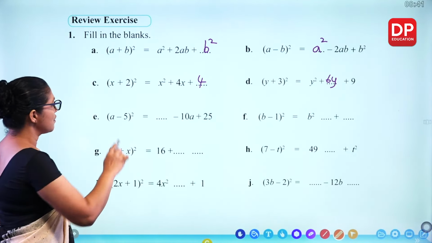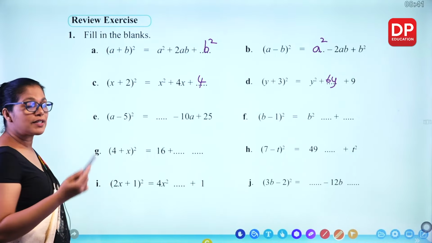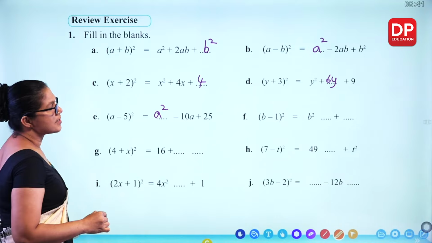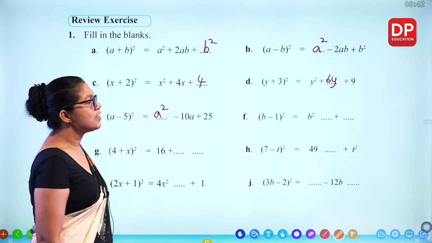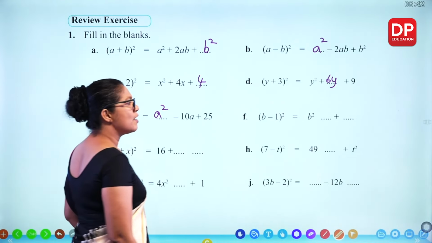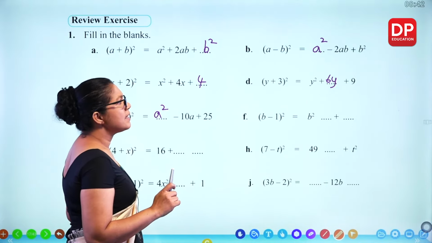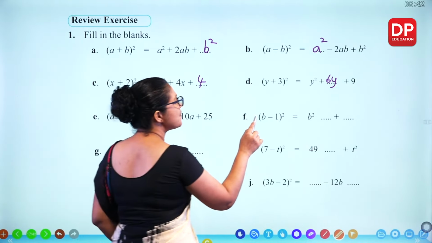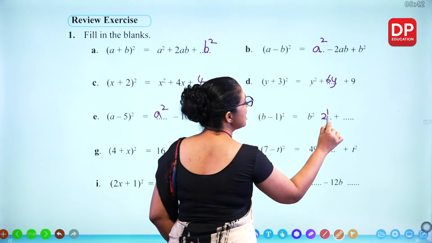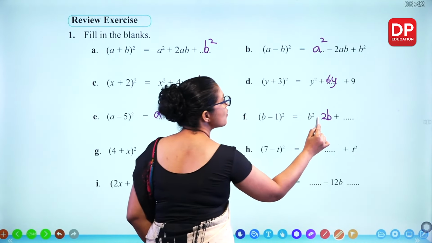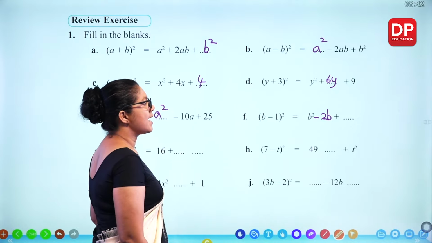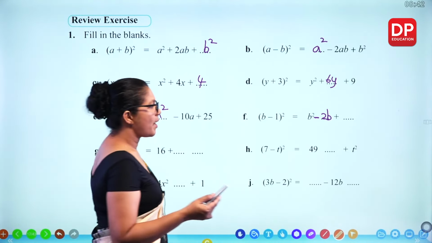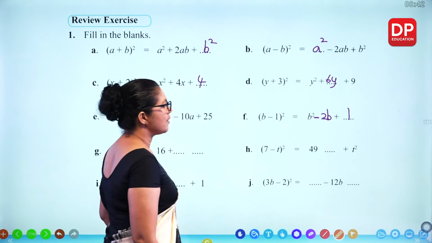This one, first term we need. So what's the first term? You are getting square term, a squared. This one, you need to write second term and the last term. What's the second term? Double of first and the last. 2 times b times 1, 2b. But this is minus, so you are getting minus sign. Then what about the last term? 1 squared. 1 squared is 1.